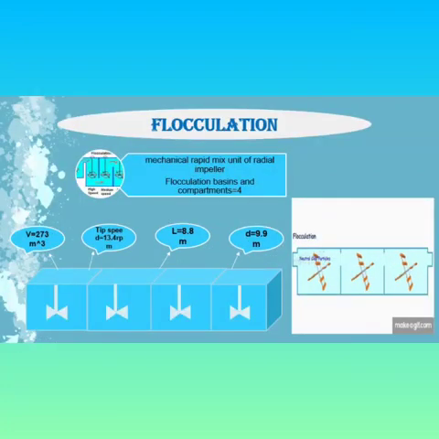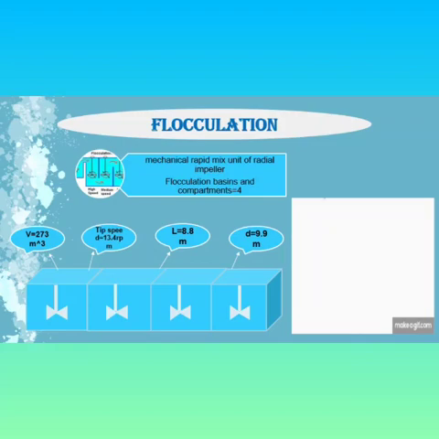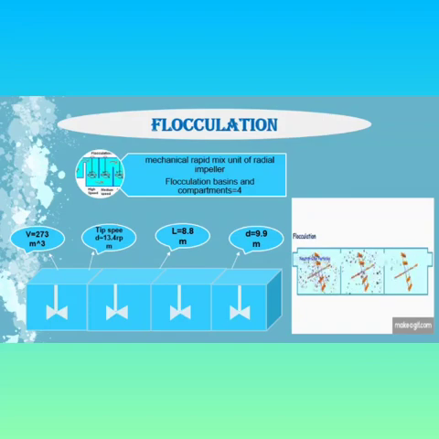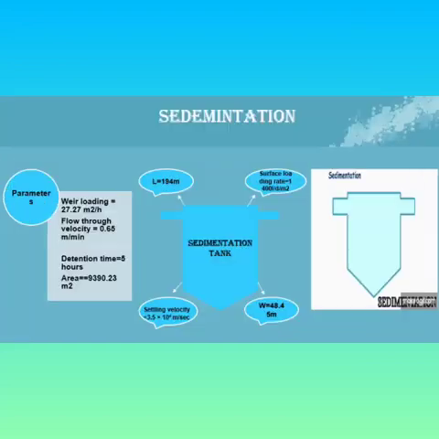Now the flocculation. In flocculation, large floc particles are generated, and a mechanical rapid mix unit with a radial impeller is chosen, and four flocculation basin compartments are chosen. The volume of a single compartment is 273 meter cube, and the tip speed of the impeller is 13.4 rpm. The length of a compartment is 8.8 meter and the diameter is 9.9.